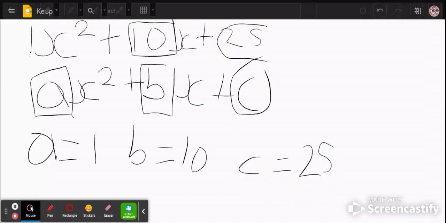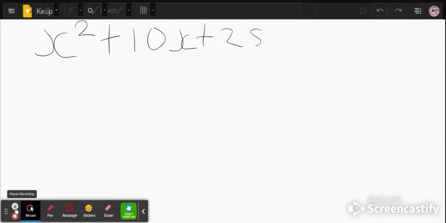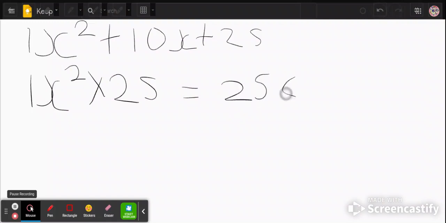So being that we established that, let us go to our steps in factorizing. So the first step is to multiply a times c, right? So we need to multiply the value of a, 1x squared, times c, so that would be 1x squared times 25, which will give us 25x squared. That's our first step, a times c.